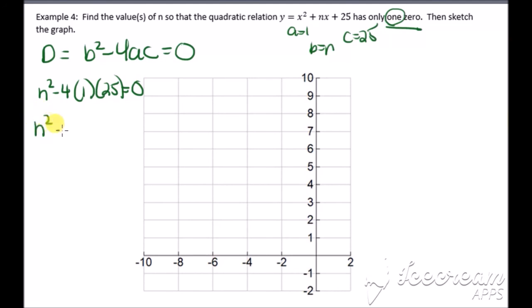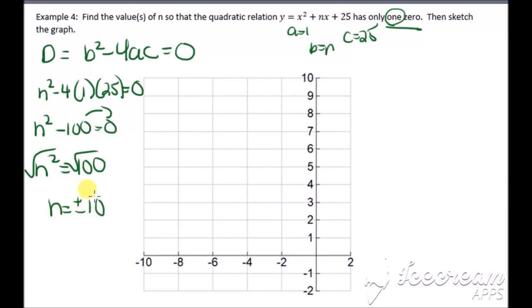So we have n squared minus 100 equals 0. Let's bring that 100 over. n squared equals 100. We'll root both sides. n equals plus or minus 10. Okay, and then let's graph the function. Because this is positive here, let's go with the positive. So we're going to have an equation of x squared plus 10x plus 25 equals 0.